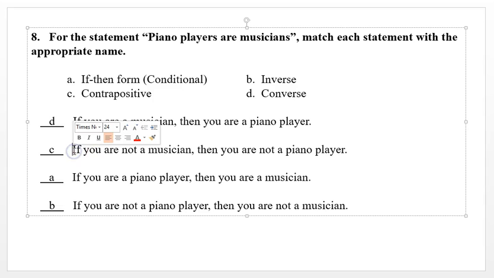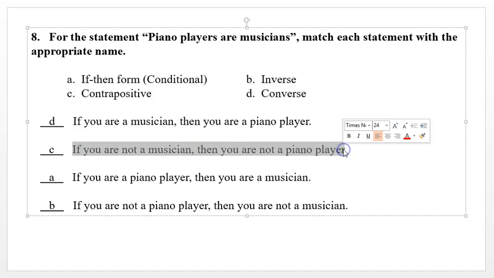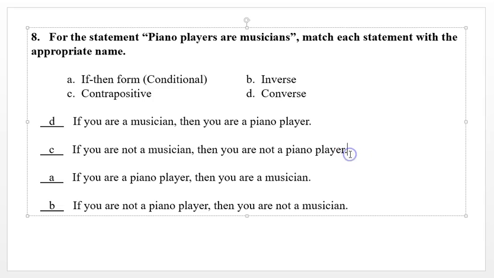But here we go. Contrapositive is a combination of the inverse and the converse. And what you are doing is you are switching the hypothesis and conclusion and putting nots on both of them. So you're negating them is another formal way of saying putting nots on both of them. But anyway, so contrapositive is this statement right here. If you are not a musician, then you are not a piano player.